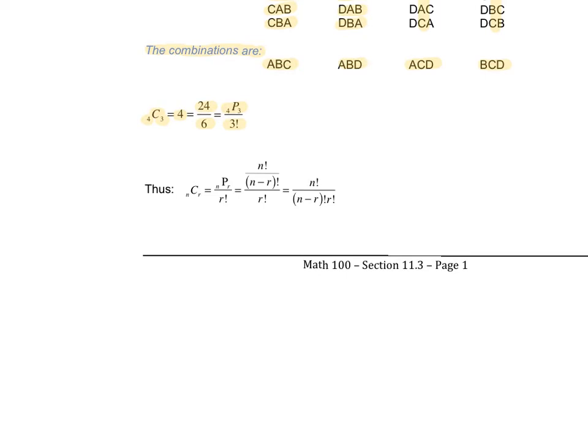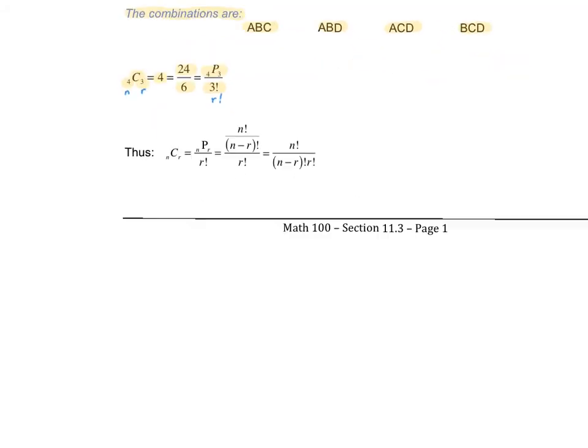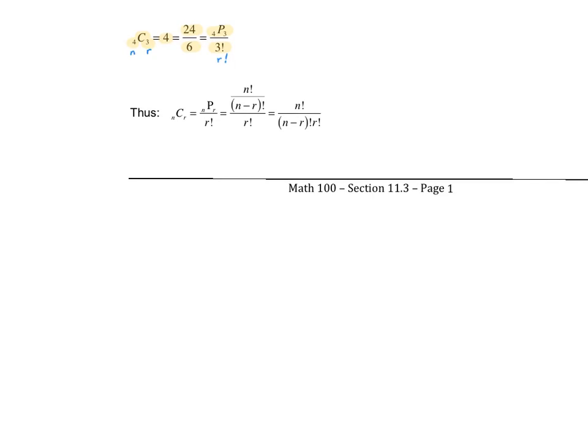So now when I look at this, I can see that my n is 4, my r is 3, and notice that this is the permutation over r factorial. So let's move on to our combination formula. In general, if you have an nCr, it's going to be the permutation divided by r factorial. So I'm going to replace the permutation with its formula, n factorial over parentheses n minus r factorial, and then that's over r factorial. So remember, these are fractions.